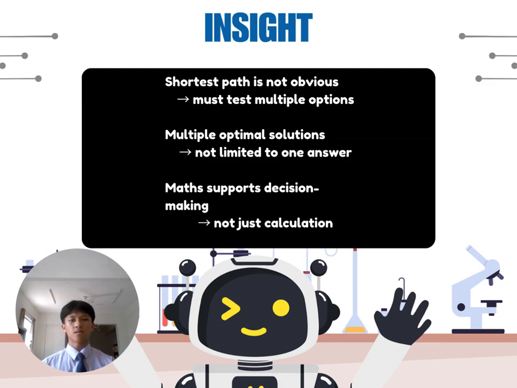Finally, this task also helped me understand the importance of having a structured approach. Without computational thinking, it would be very difficult to organize all the routes and compare them effectively. Therefore, I can conclude that combining mathematical thinking with computational thinking allows us to solve problems more confidently and accurately.